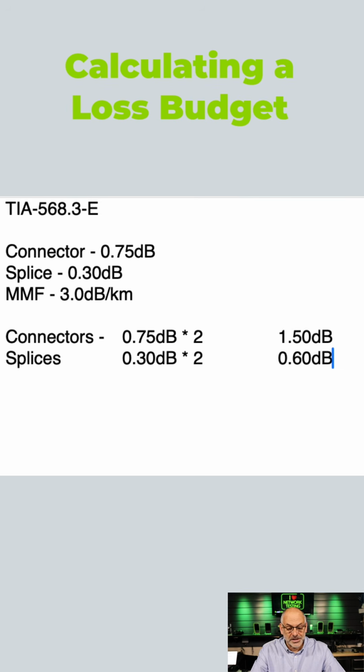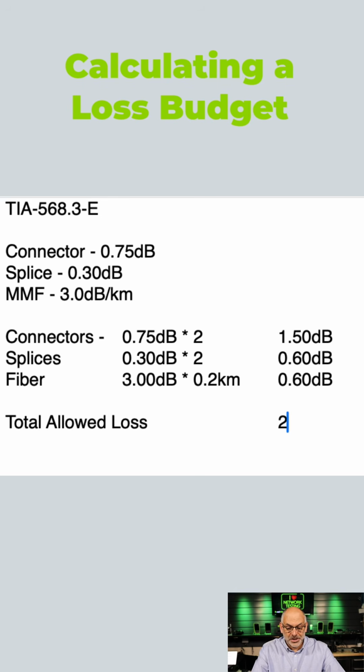For my fiber, let's say that I've got a link that's 200 meters long. So in this case, if I have 3.00 dB of loss per kilometer, and I have 200 meters of multimode fiber, so 0.2 kilometers of fiber, that's going to be 0.60 dB of loss for the fiber. So this means my total allowed loss for this link is 2.70 dB of loss for that link.